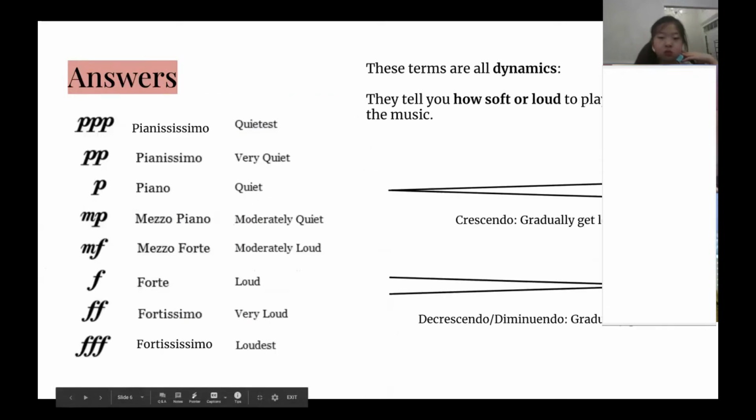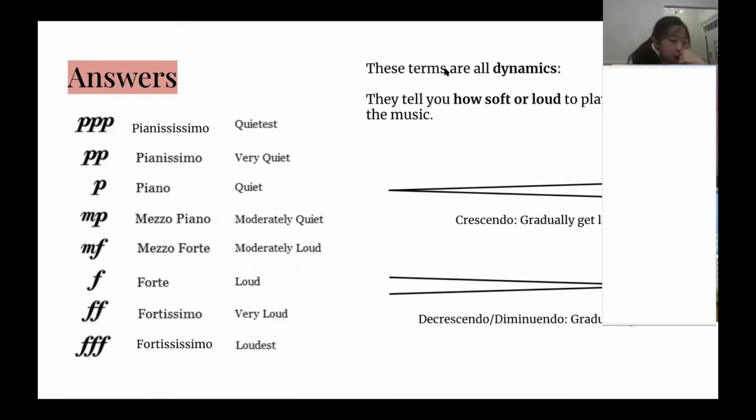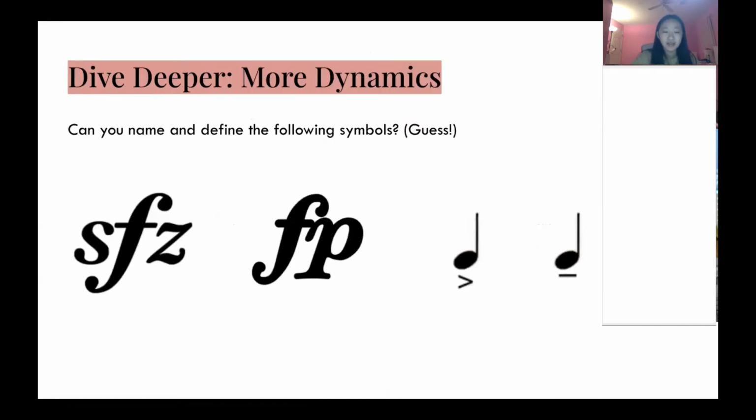There we go. If you haven't noticed, these are all dynamics, and dynamics tell you how soft or loud to play the music. So if you have a music analysis and they ask you to circle the dynamics, you look for these things. Now here are more dynamics that you may not have heard of. Does anyone know what any of these symbols mean?